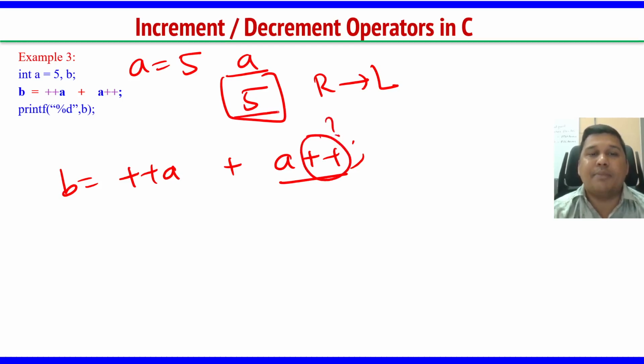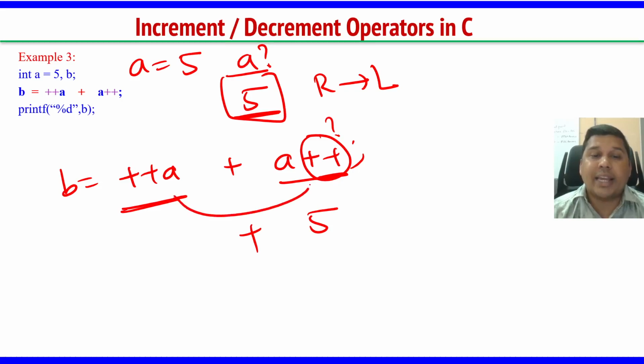What is value of a in memory? It is 5. When I come back here and see, it is the same variable on which there is a pending operation. See, this plus plus is pending on a. So this a is not complete, there is some pending operation on it. That's why you have to go back here, complete this pending operation on a. So a becomes 6 because of this.